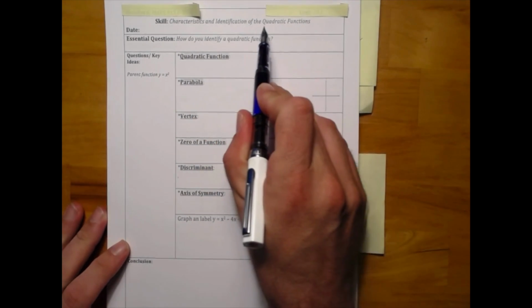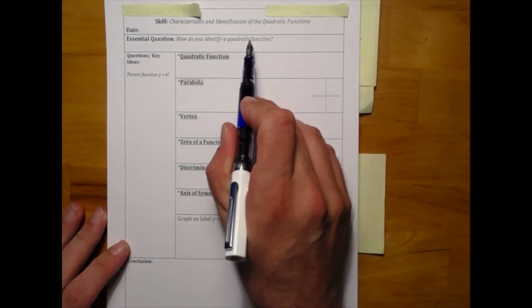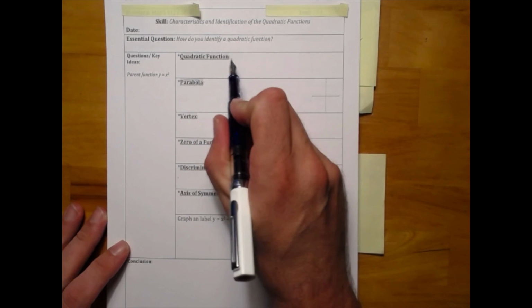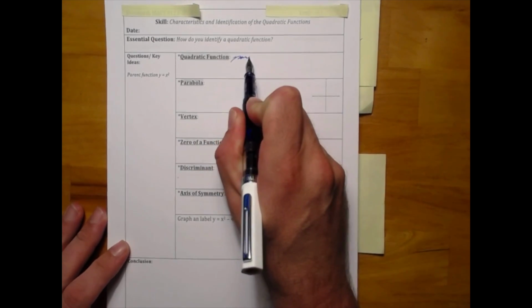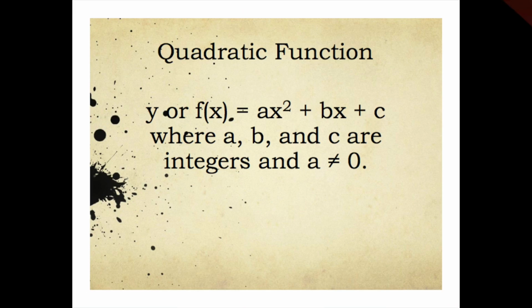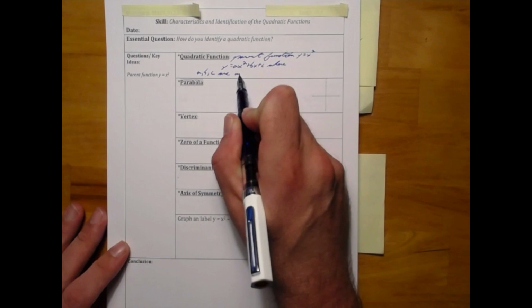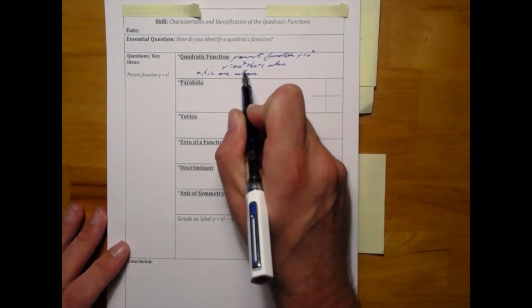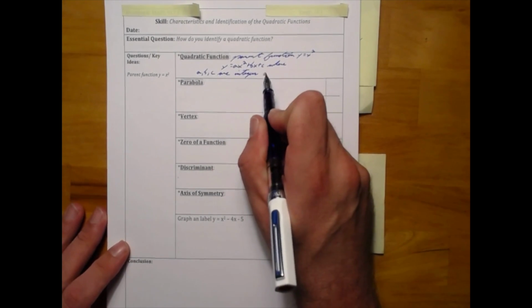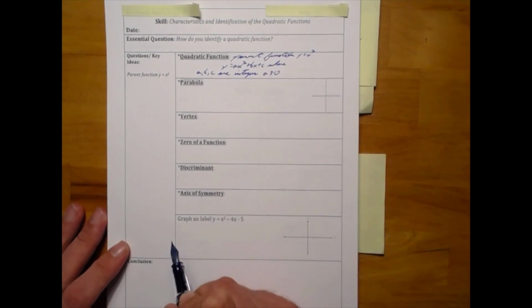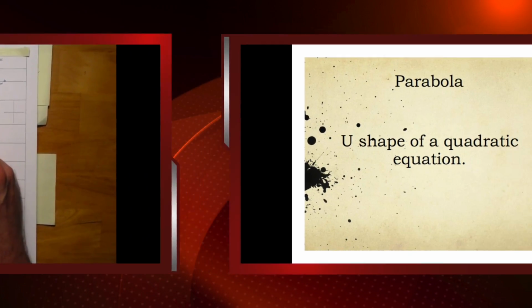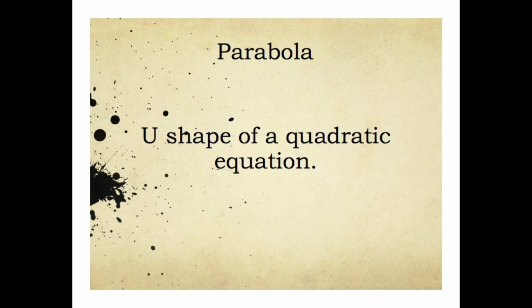Going to be taking a look at the characteristics and identification of quadratic functions. And how do you identify a quadratic function? First, a quadratic function is the parent function y is equal to x squared. It's in the form y is ax squared plus bx plus c, where a, b, and c are integers, and a is not 0. When graphed, a quadratic function will make a U shape, which is called a parabola.